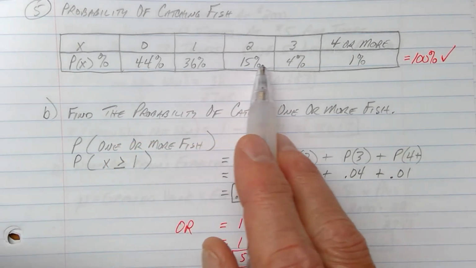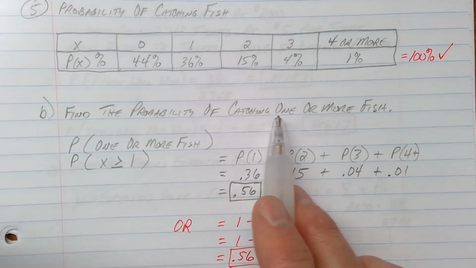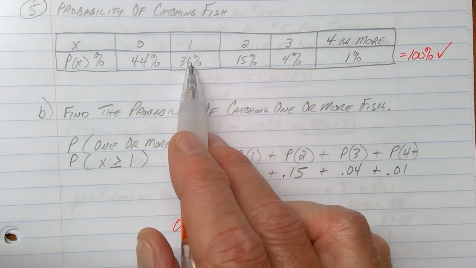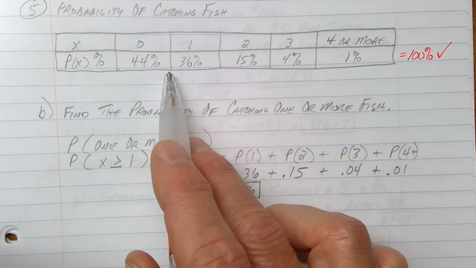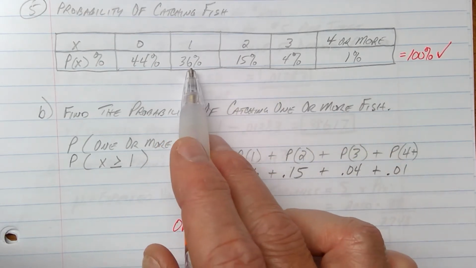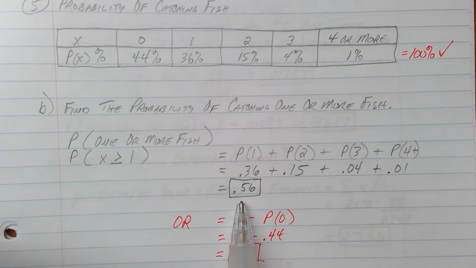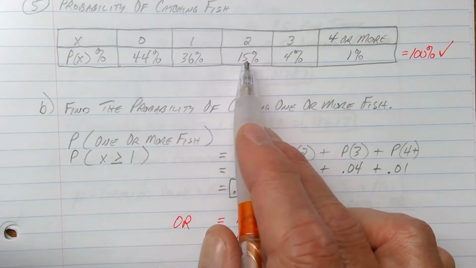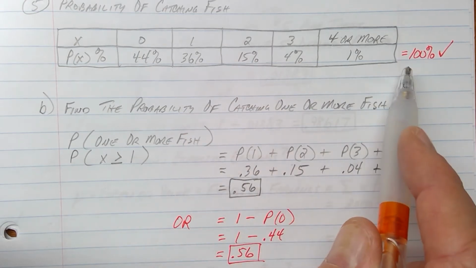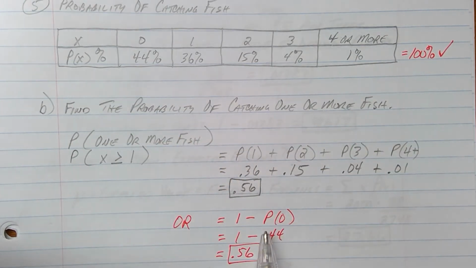Now note that the probabilities are valid. They add up to 100%. If I asked you to find the probability of catching one or more, I could catch one, two, three, or four. I'm just going to add those probabilities up, and they add up to a 56% chance of catching one or more. Now remember, when you say one or more, there's a quicker way. If I'm talking about 36 and 15 and 4 and 1, a quicker way is just to start with your 100% and subtract out the only one I wasn't talking about, the 44%, and you'll wind up at the same place, just a little bit quicker.